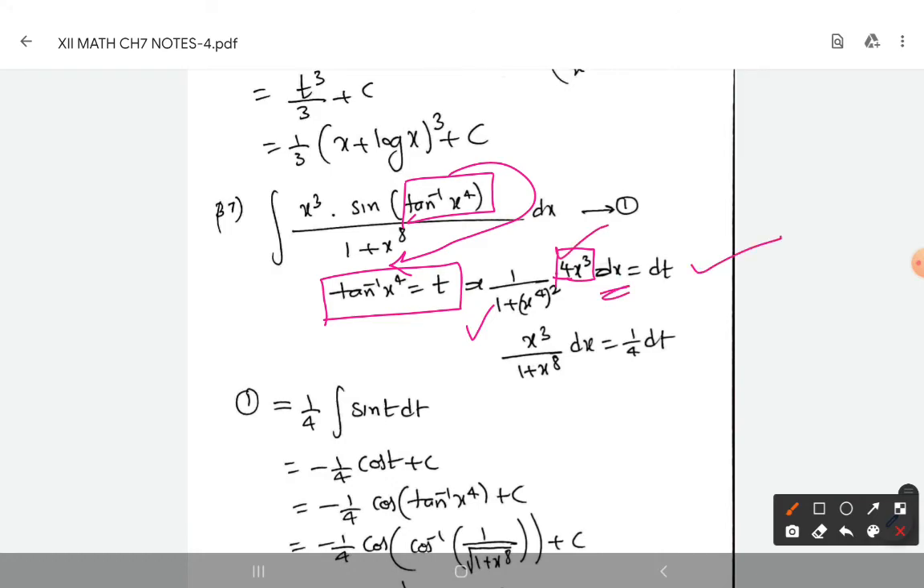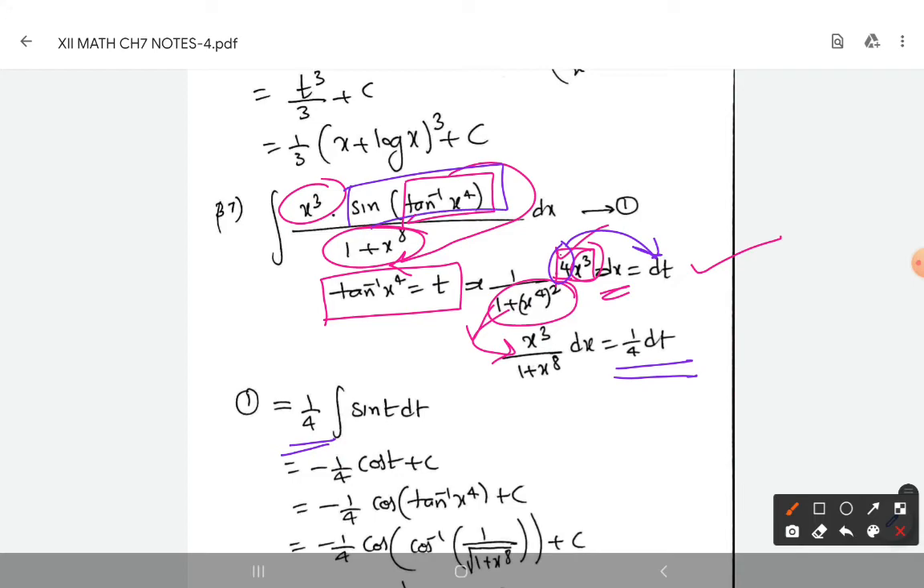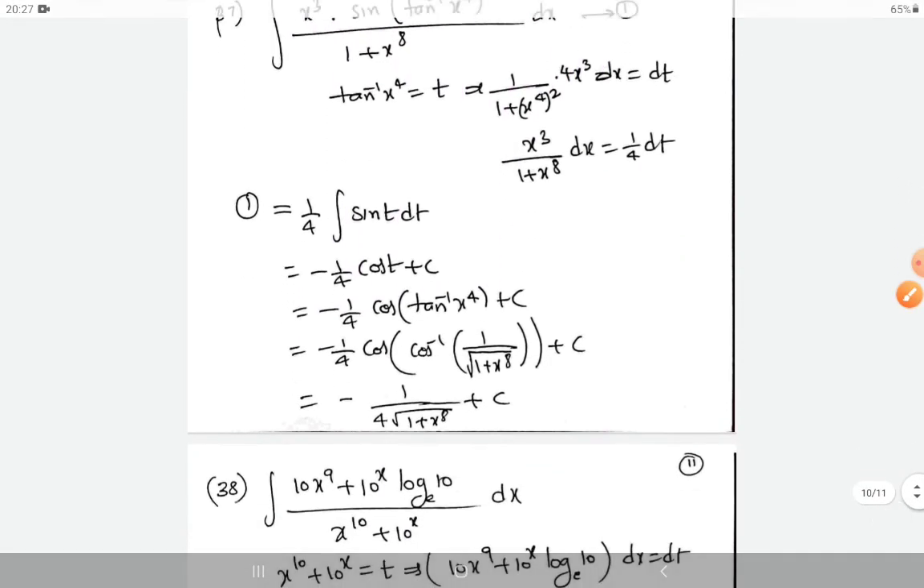Because here only x cube and 1 plus x power 8 are there. So x cube and 1 plus x power 8 are required. This 4 is there now. This 4 we send to the right side, which is 1 by 4 dt. So take 1 by 4 outside. So it is sin t into dt. So minus 1 by 4 cos t plus c, because the derivative of cos t is minus sin t, that's why minus is there.